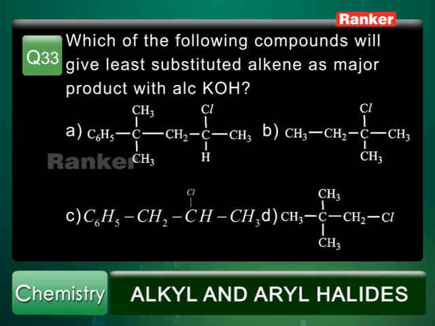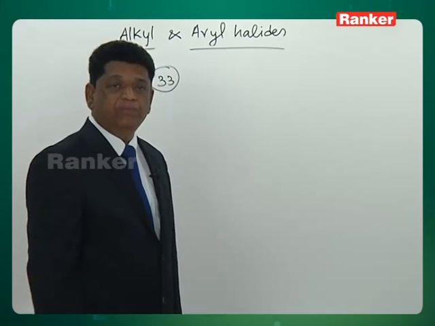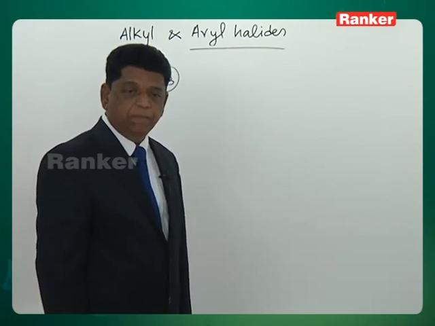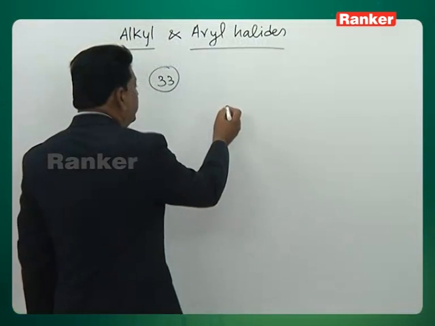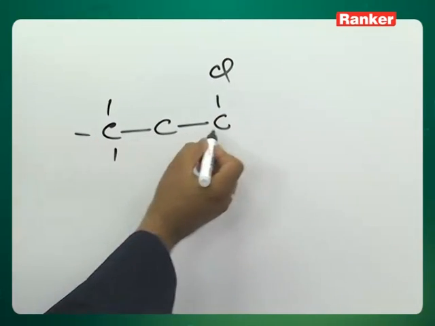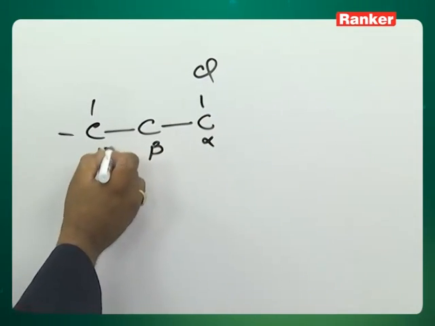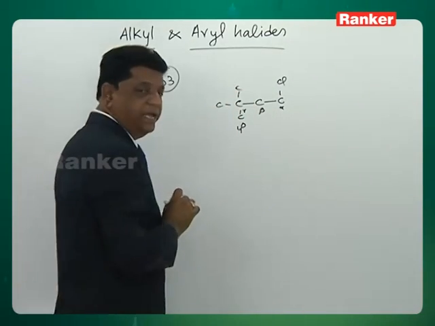Actually, in the Saytzeff rule, the alkene with more substituents will be preferable. Least substituted means it is the anti-Saytzeff rule. So which of the following compounds prefers the anti-Saytzeff rule is the question here. Here option 1 has a halogen where we have alpha, beta, gamma. On the gamma carbon we have 4 alkyl groups. This is alpha, beta, gamma. On the gamma carbon we have a 4th degree carbon. It is this type of option A.